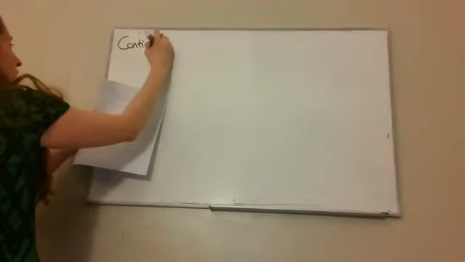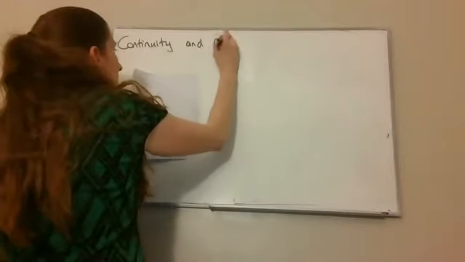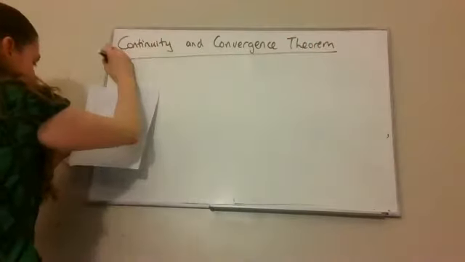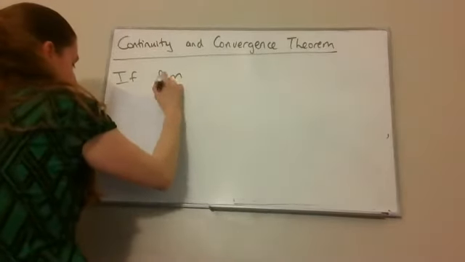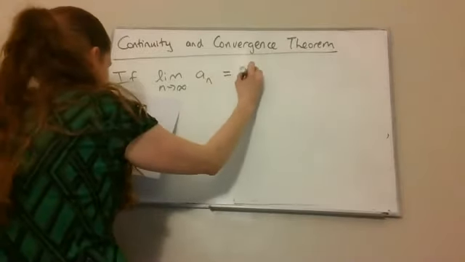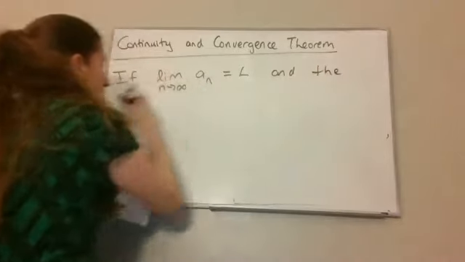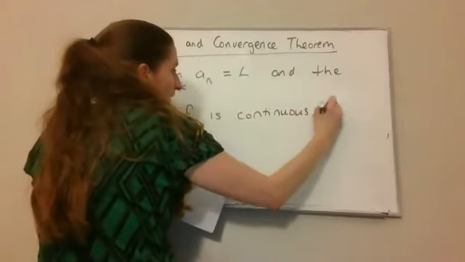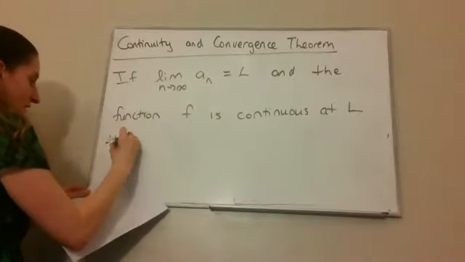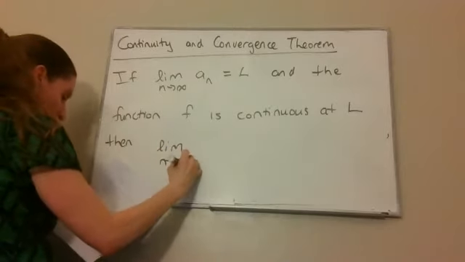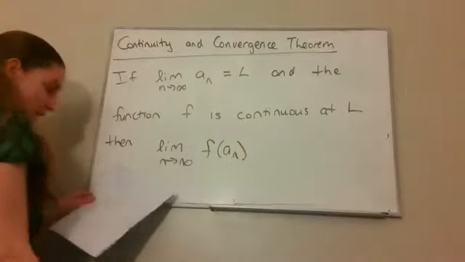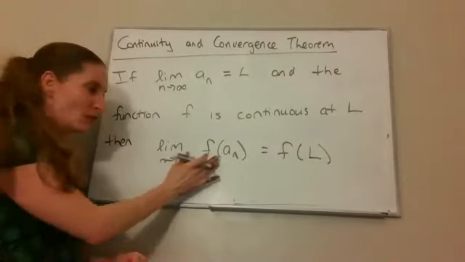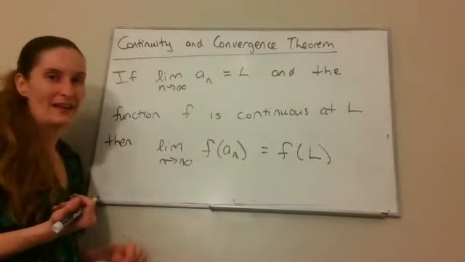This is a theorem about continuity and convergence. Which says if the limit as n goes to infinity of a_n equals L and the function f is continuous at L, then the limit as n goes to infinity of the function with terms of our sequence plugged into it is equal to f of L. So you can think about this as passing the limit through the function, taking the limit of the sequence, and then plugging that in as an input to our function.